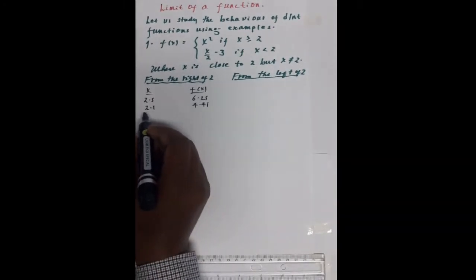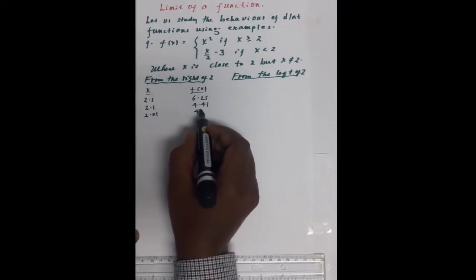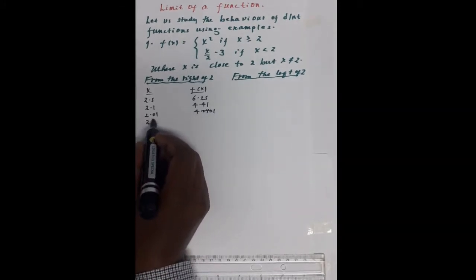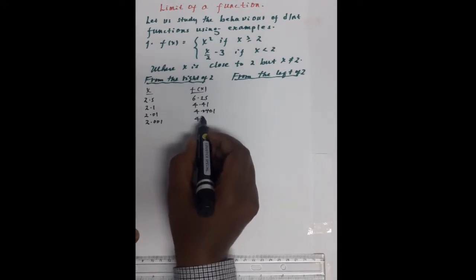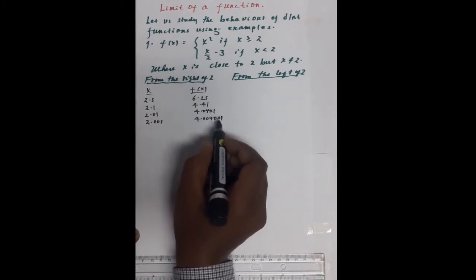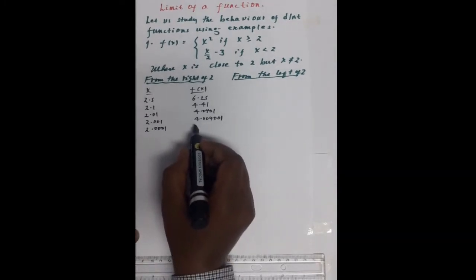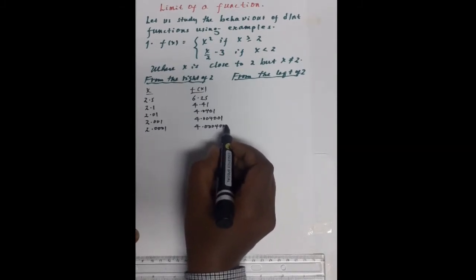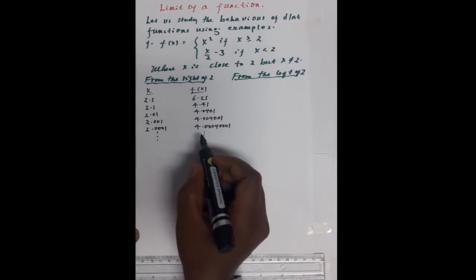When we take 2.01, f of x will be 4.0401, and 2.001, f of x will be 4.004001. You can approach like this, closer and closer to 2.